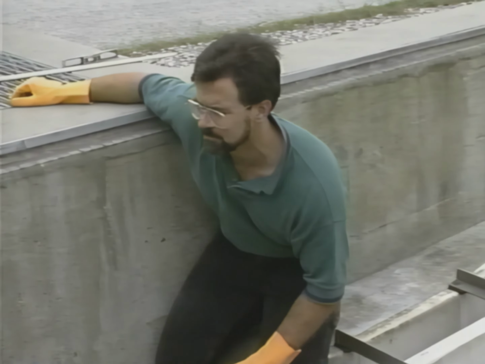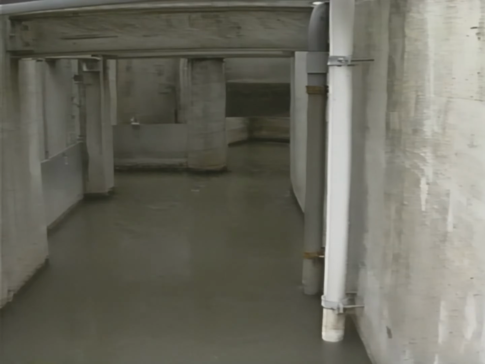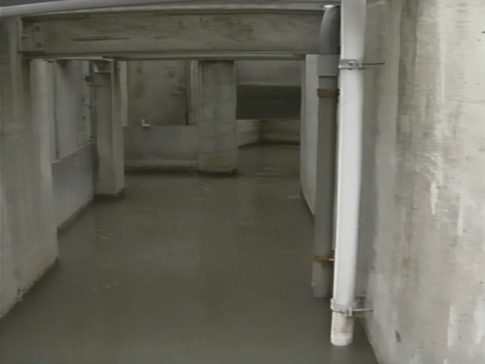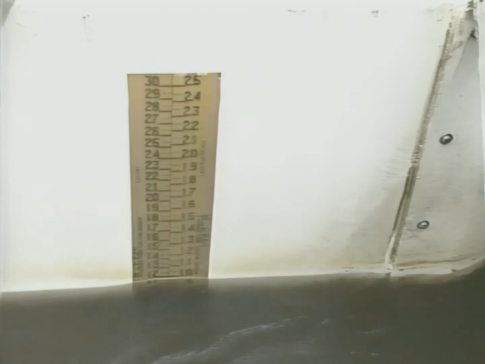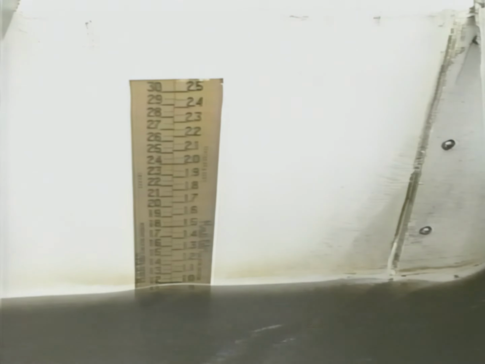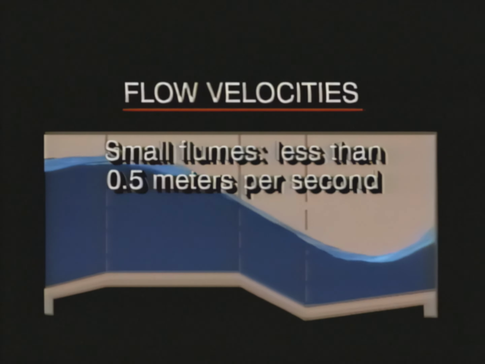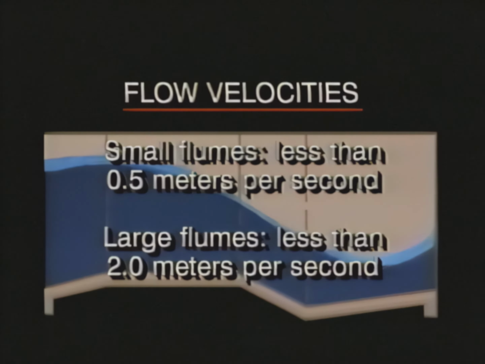Next, visually inspect the flows upstream of the flume. The flow should be free of turbulence, boils, and other distortions. Approach and flow velocities at the level measurement device locations are also very important. If the velocities are too high, the accuracy of the instruments may be affected because of the turbulence. Generally, flow velocities for small flumes should not be more than 0.5 meter per second, and for large flumes, no more than 2 meters per second. The flow should be laminar and consistent across the width of the flume.